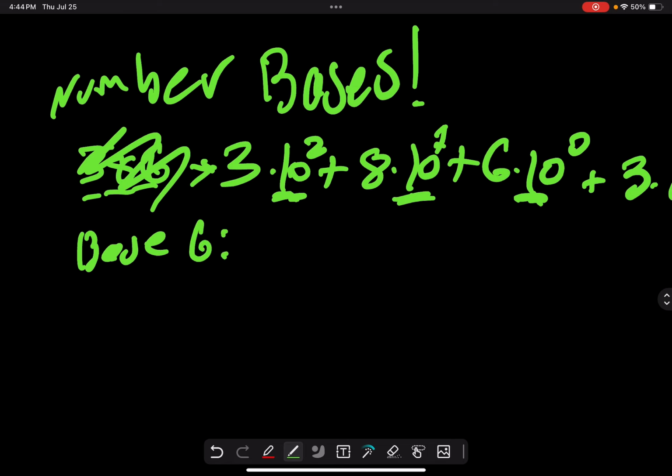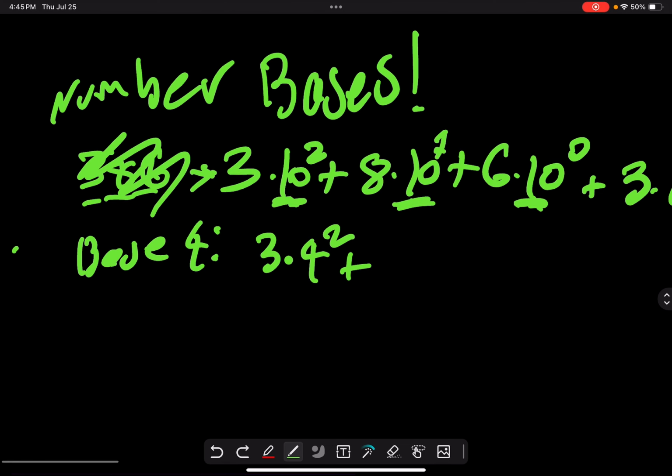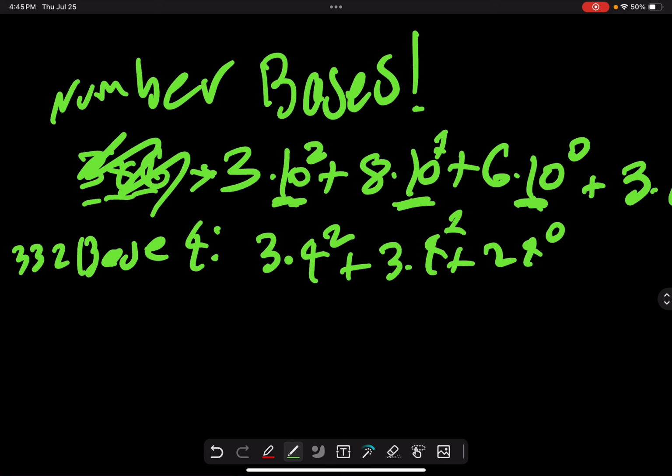So if you had, let's say, base 6, right? Or let's say base 4. That would mean that you would have 3 times 4 squared. Well, actually, for the example 386 you won't have 8, but if you had a number, let's say 332, that is 3 times 4 squared plus 3 times 4 plus 2 times 4 to the 0, and this one to the 1.